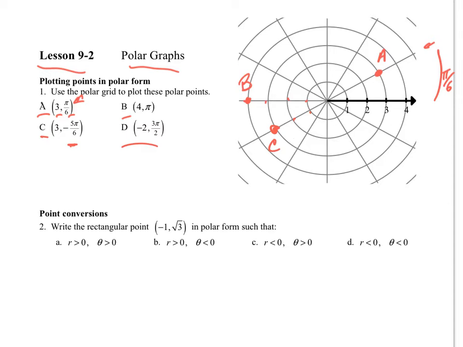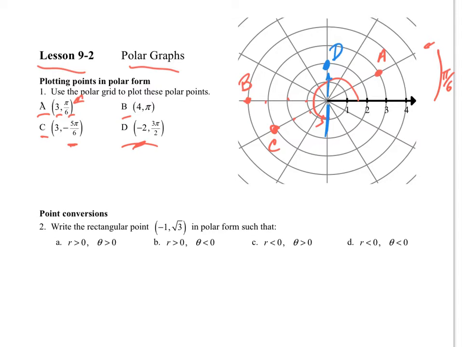And then finally I go D. This one has a negative value here. So I'm going to go to 3 pi over 2, which is to here, and then we're going to go negative 3, so that will go in reverse. So this is 3 pi over 2, so I'm going to go this way instead by 2 units. So this would be my D.